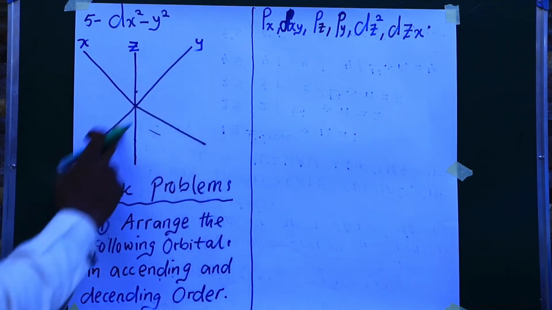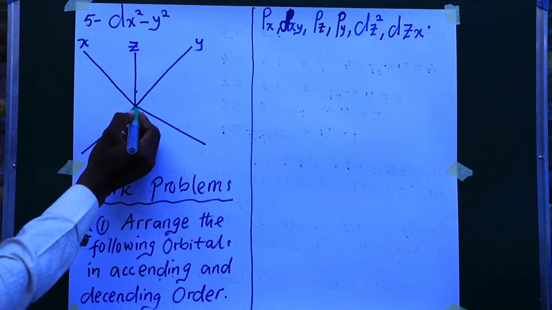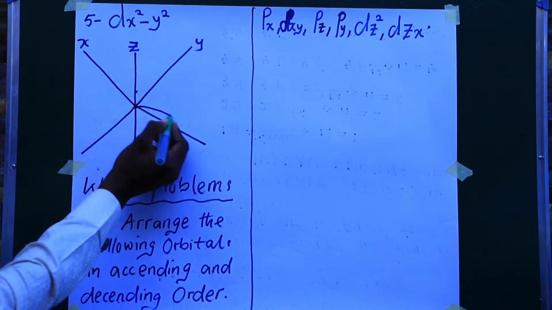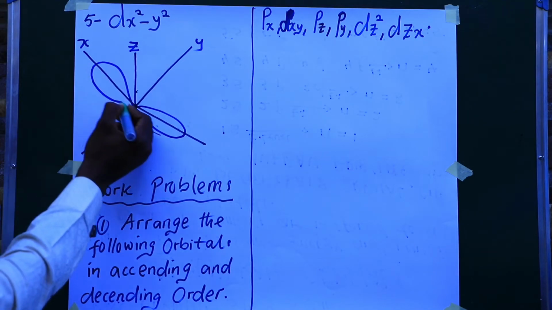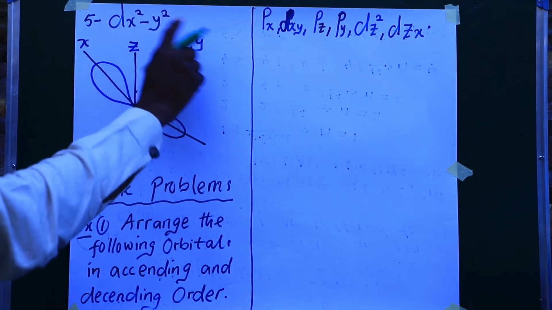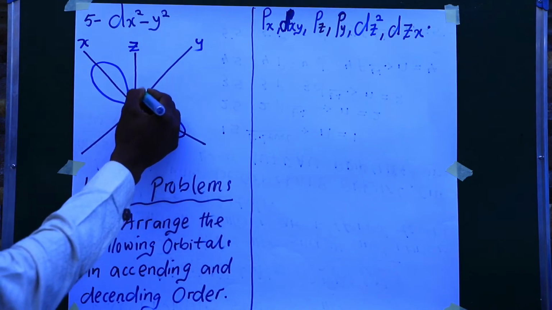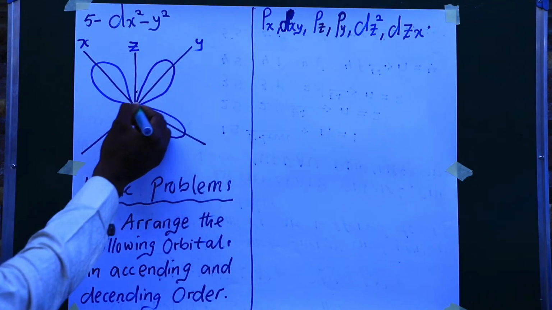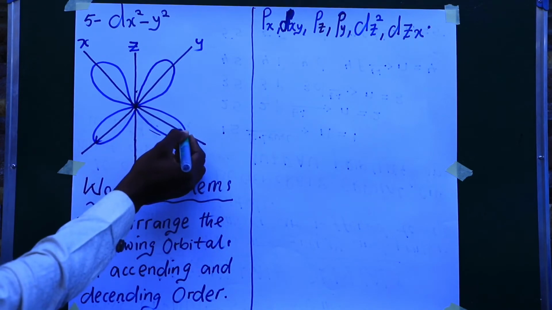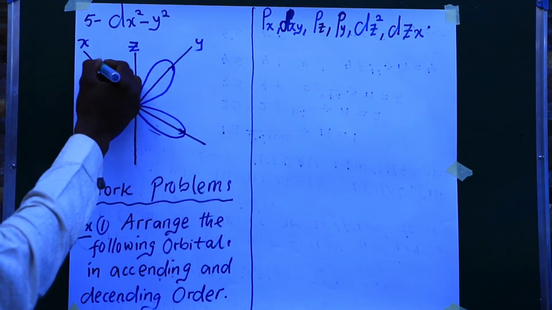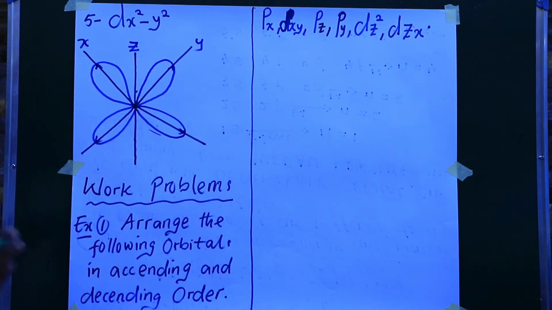So here we go for the x-axis. This is how we draw it on the x-axis. And the last one is y on the y-axis. This is how we are drawing it. And all of them have their maximum amplitude here. So this is the clover leaf shape. This is why we obtain the clover leaf shape of the d orbital.